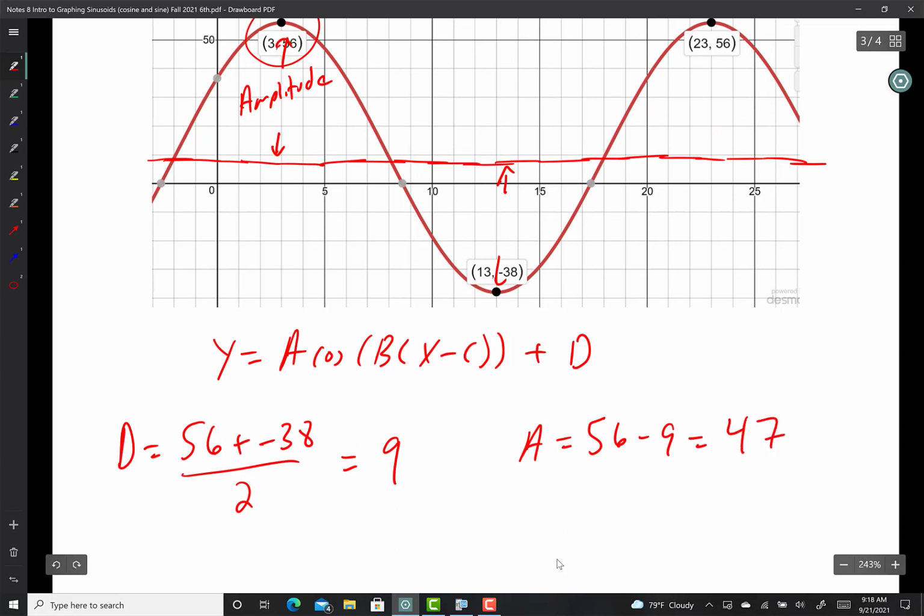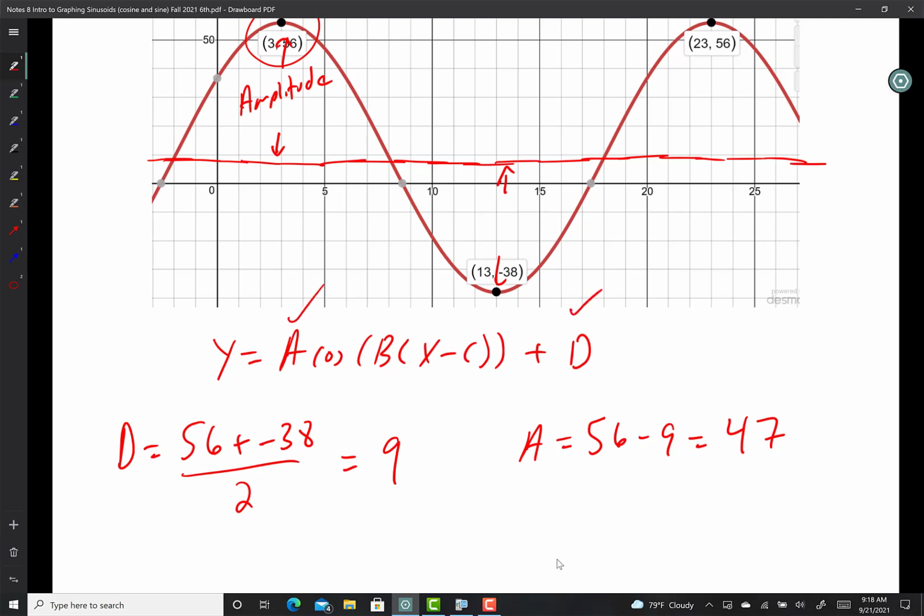47. And that's it. 47, guys. That's your amplitude. Do you see how we got it? Okay. D is the midline, yes. And A is the amplitude. So we got A and we got D, so now we need to get C.